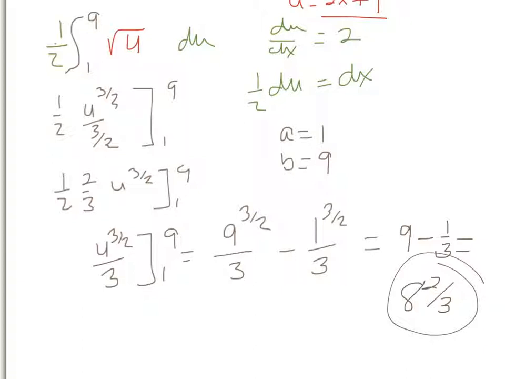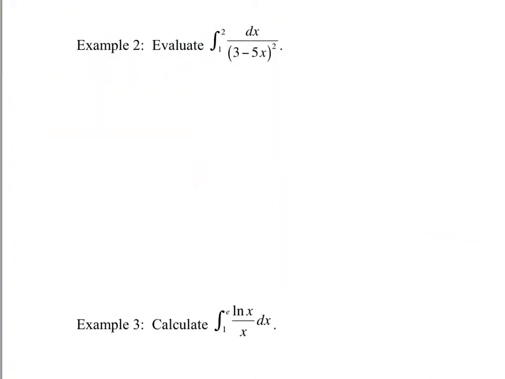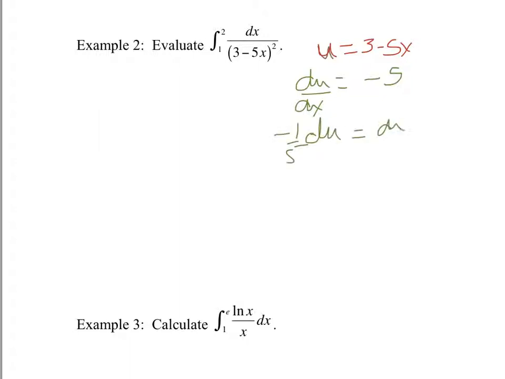Let's do one more example if you need to. All right, I have 2 more examples we can do, but I'm just going to go ahead and do one of them. When we look at this, the obvious choice again for u, so I'm going to keep consistent with the colors, u would be 3 minus 5x. So our du dx will equal -5. So then I would have -1/5 du will equal dx.